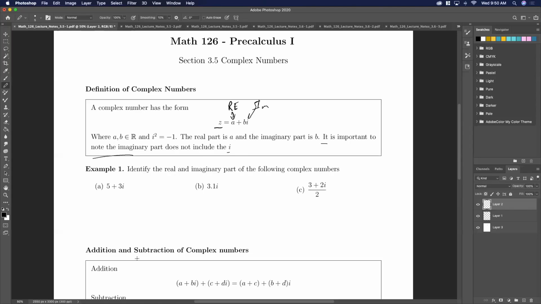The imaginary part is what's next to the i. When we ask for that, it doesn't include the i. Let me explain that. It's easier to explain with an example. Here we have a complex number, 5 plus 3i.